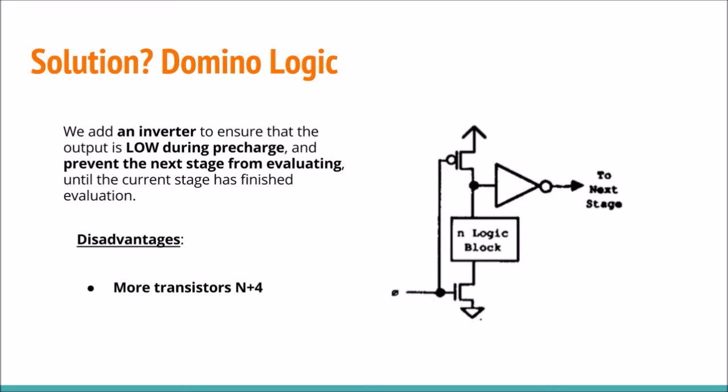During pre-charge, all inputs are set to 0. When many stages are cascaded, evaluation proceeds from one stage to the next, similar to dominoes falling one after another. This type of circuit also has some disadvantages. For instance, the most clear one is that we need more transistors.